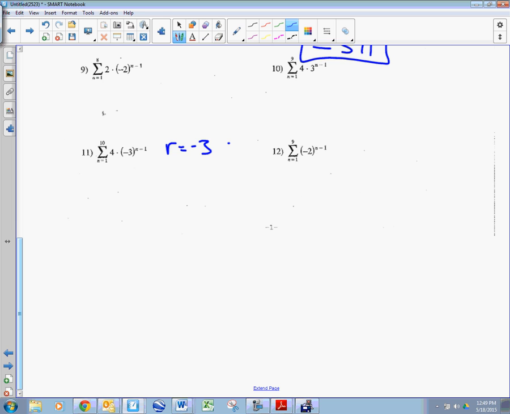r is negative 3. And if you don't believe me, then go ahead and generate some terms. 1 minus 1 is 0. What's negative 3 to the 0? 1, times 4 is 4. We do another one. We plug in 2. 2 minus 1 is 1. What's negative 3 to the 1? Negative 3, times 4 is negative 12.